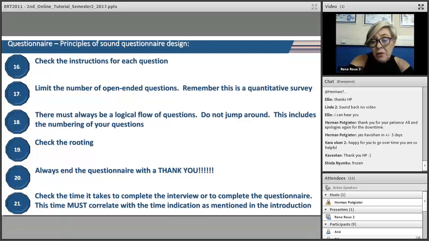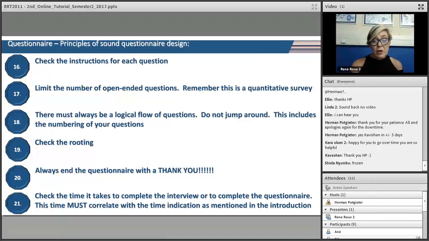Check the instruction for each question. Is it only one block that they can tick? Can they tick more than one? If they tick this answer, do they have to go to the next question? Which brings me to number 19, which is the routing of the questionnaires.